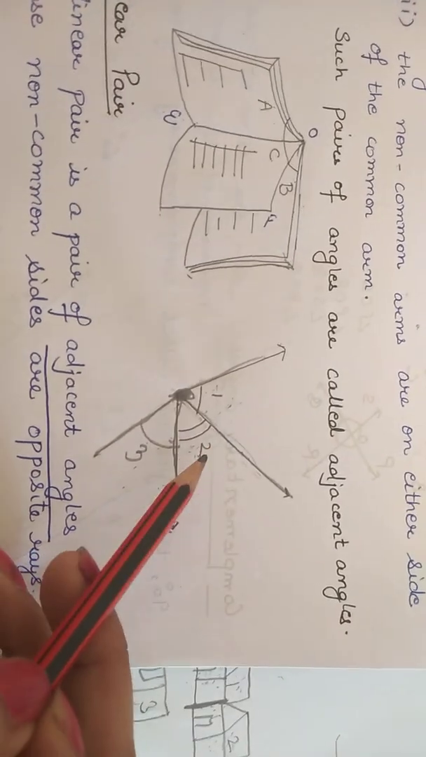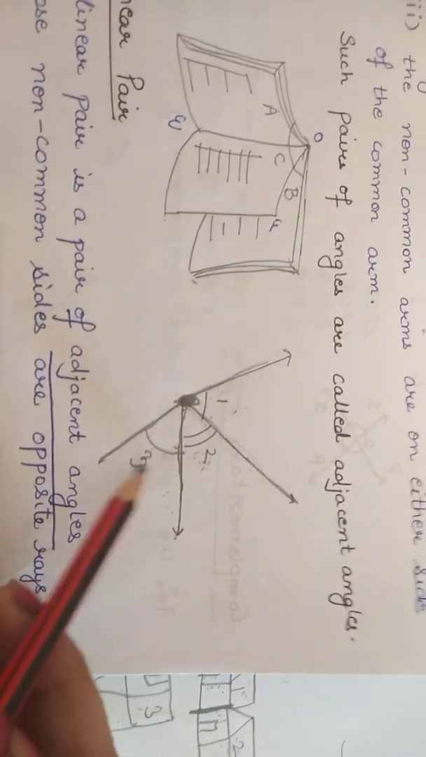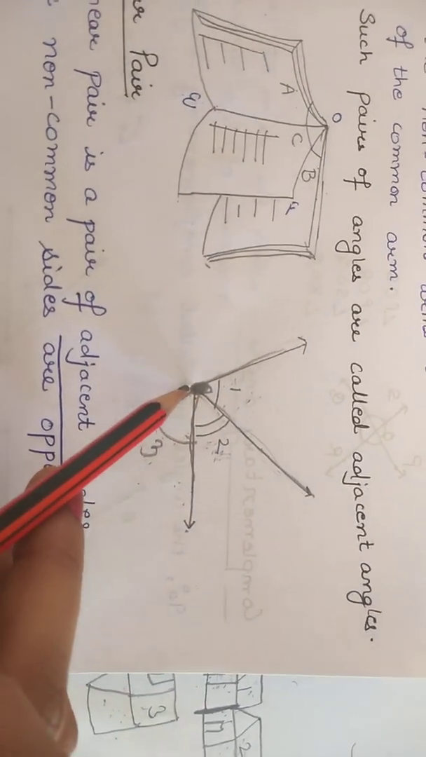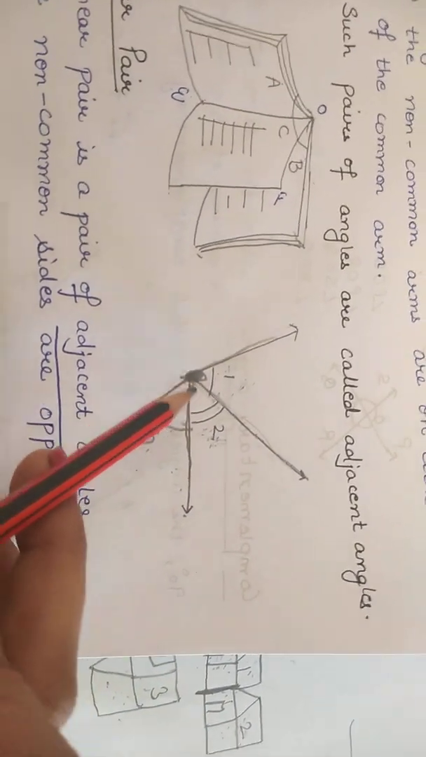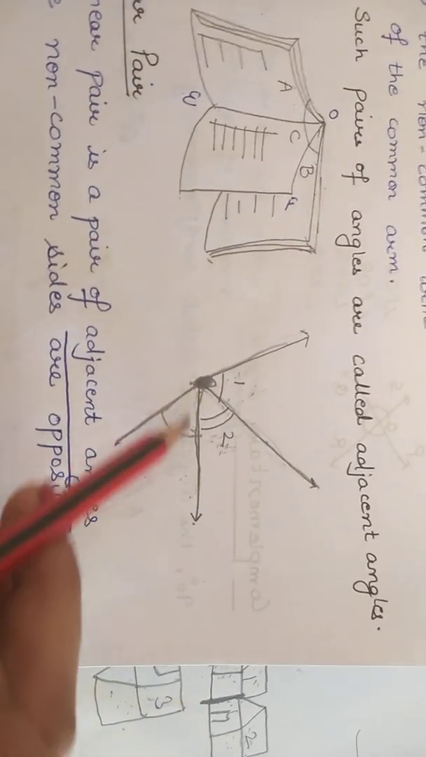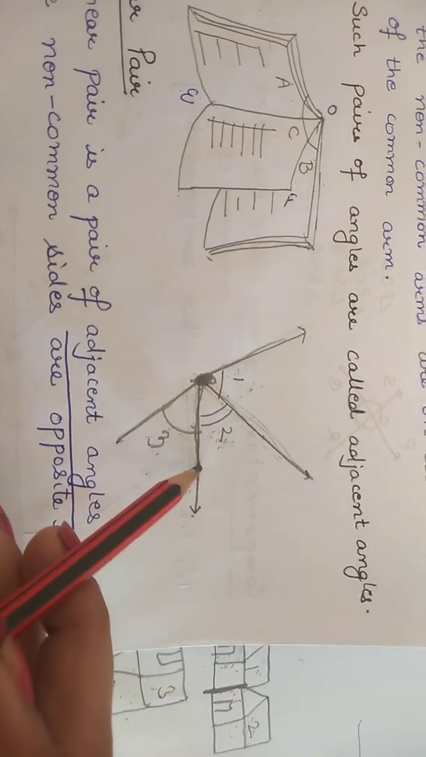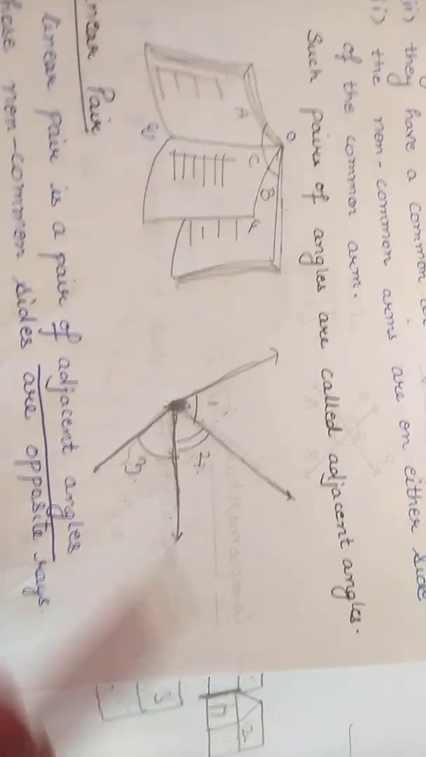Okay, but bache, angle 2 and angle 3, they are adjacent angles. Why? Because they share the common vertex and a common arm also. Okay, because this is a common arm which makes angle 2 and angle 3. Done?